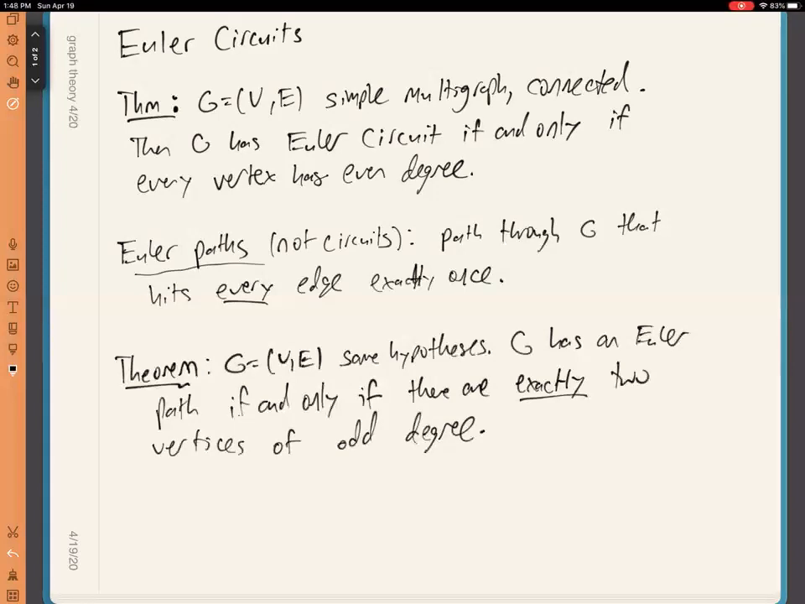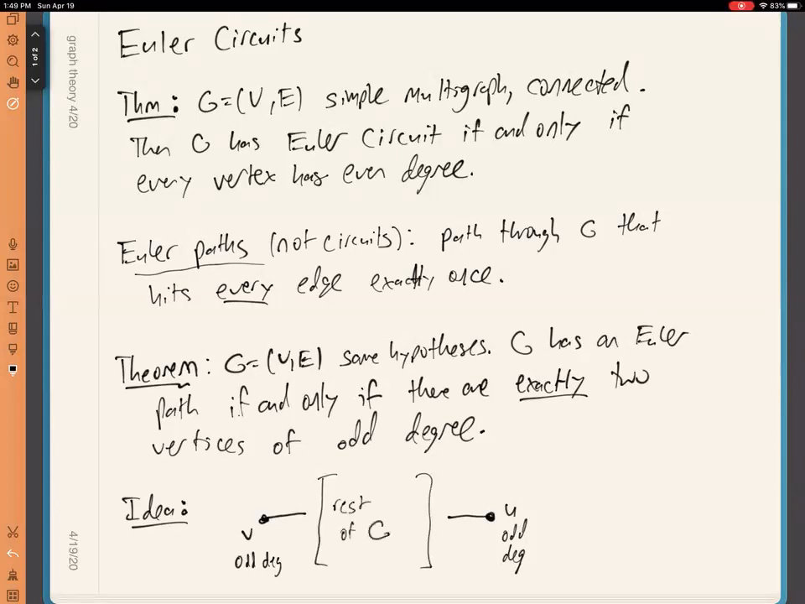I'm not going to go through the full rigorous proof of this, but I can draw the idea in a picture right here. It's basically going to be a consequence of the previous theorem about Euler circuits. Let's suppose that V and U are the two vertices in my graph that have odd degree. For this picture, let's just suppose they have degree 1. The same idea will work if they have degree 3 or degree 5 and so on. So there's some edge leaving V and some edge leaving U that connects to the larger graph G. I'll just block this off and say this is the rest of G.